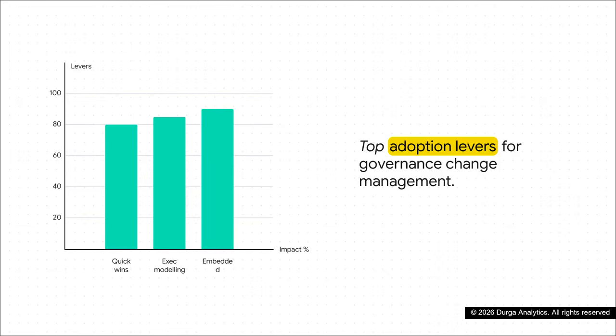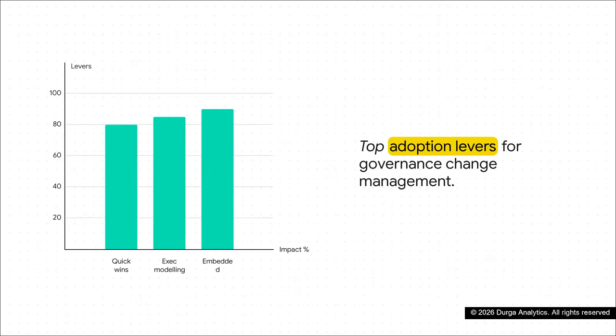Sitting at 80%, we have quick wins shown, and that's because visible, early success builds genuine belief in the program. Moving up to 85%, we have executive modeling, because when senior leaders visibly follow the governance rules themselves, you better believe their teams do too. But towering over everything else at a massive 90% is embedded in workflow. This is, without a doubt, the absolute strongest lever we have in our toolkit.